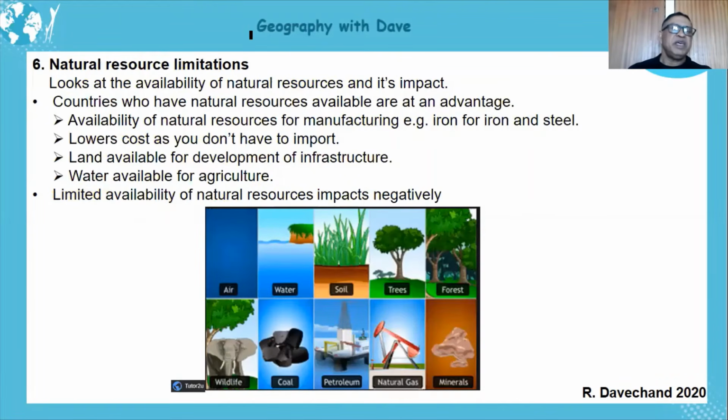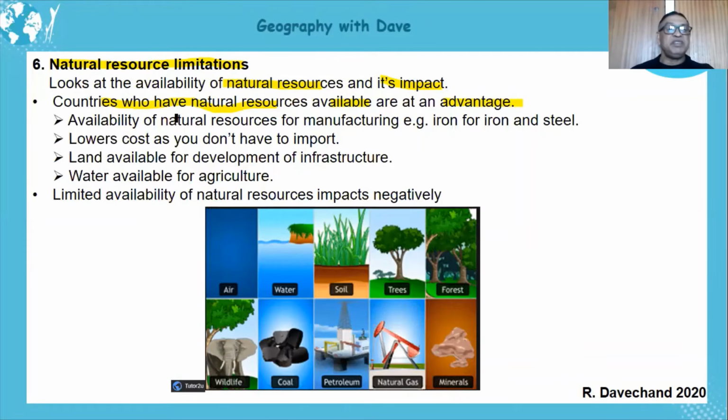All right. Natural resource limitations. I know it's a bit of a repeat here. We look at the availability of natural resources and its impact. That's what we look at here. And let me tell you, if you don't have the natural resources, you struggle. You import raw materials. South Africa is gifted. We've got a lot of things in our country. You understand? Okay, so countries who have natural resources available are at an advantage.